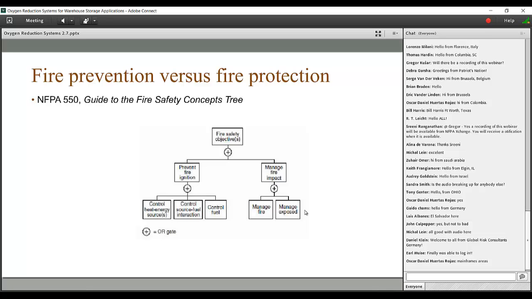And I will now give the word to Brian, who will talk about fire prevention versus fire protection.